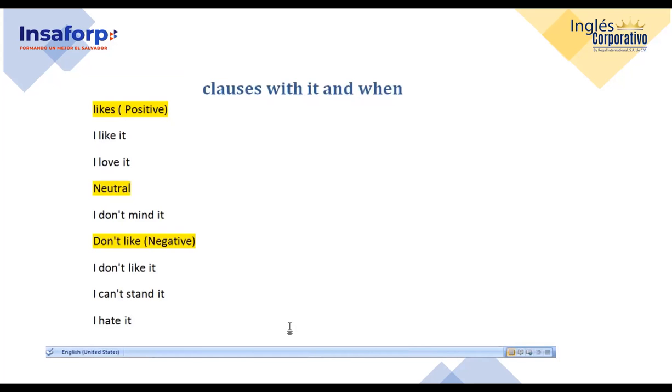If you notice, I've highlighted the positive in yellow. For things that you like, you'll use expressions such as, I like it, I love it. When you're neutral about something, you'll use expressions such as, I don't mind it. And when you want to express things that you don't like, you'll use expressions such as, I don't like it, I can't stand it, I hate it.